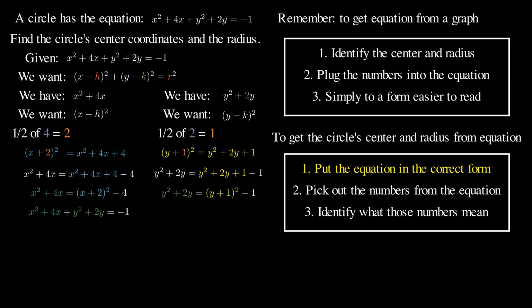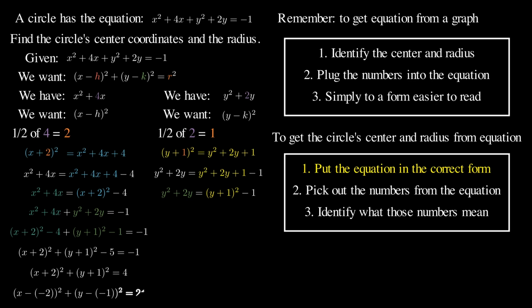So instead of having x squared plus 4x plus y squared plus 2y, we now have x plus 2 squared minus 4 plus y plus 1 squared minus 1. Now, let's put all of our constants on the right side of the equation. Well, negative 4 minus 1 is negative 5, so let's add 5 to both sides. That leaves us with a 4 on the right side, which we can write as 2 squared. Now, we're in familiar territory.